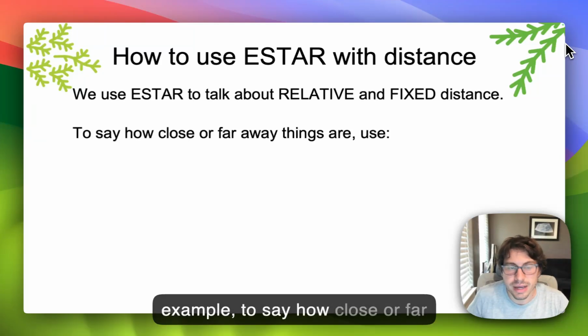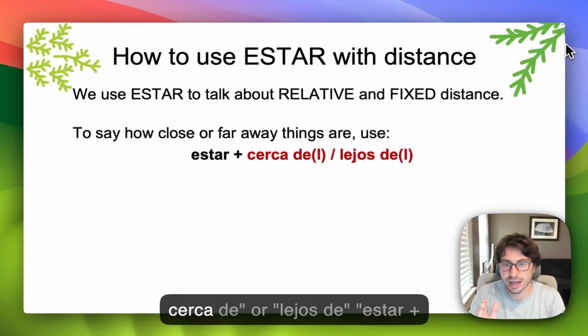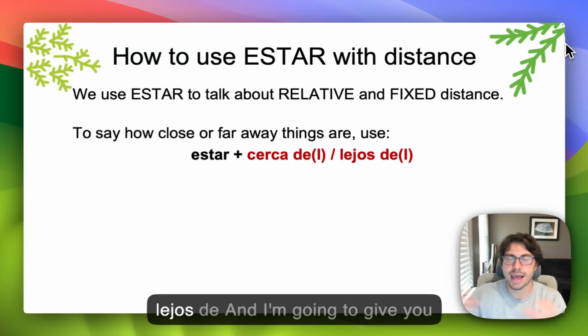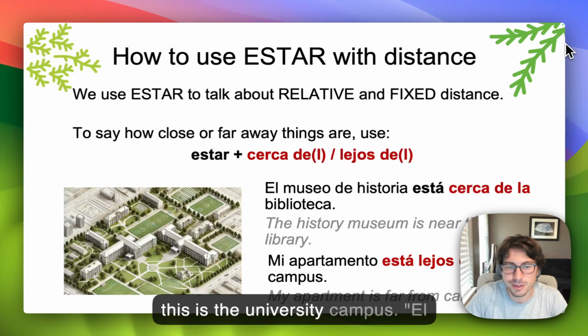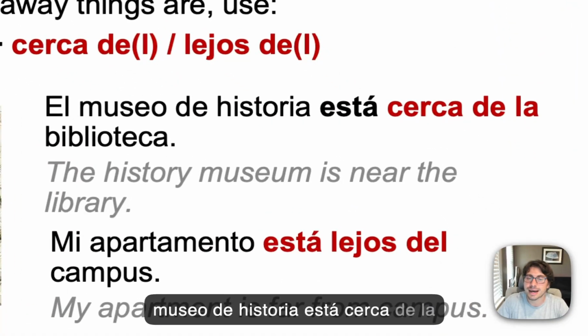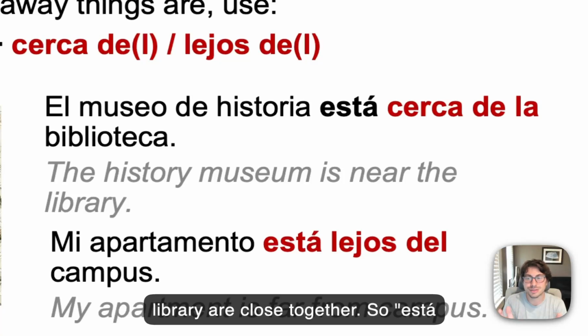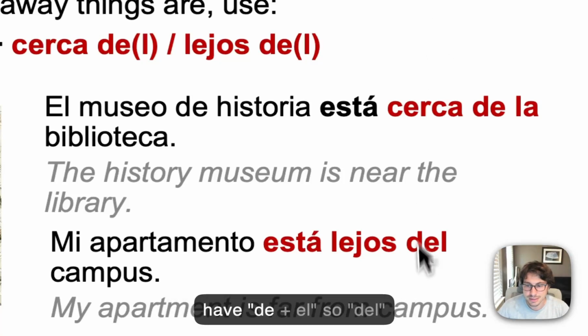So, for example, to say how close or far away things are, we use estar plus cerca de, close, or lejos de, far away. And I'm going to give you two examples. Let's imagine that this is the university campus. El Museo de Historia está cerca de la biblioteca. The museum and the library are close together, so está cerca de. Mi apartamento está lejos del campus. And here we have de plus el, so del.